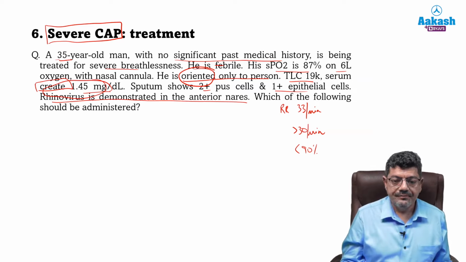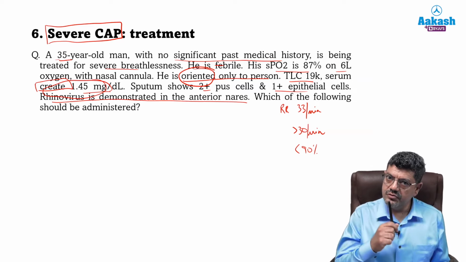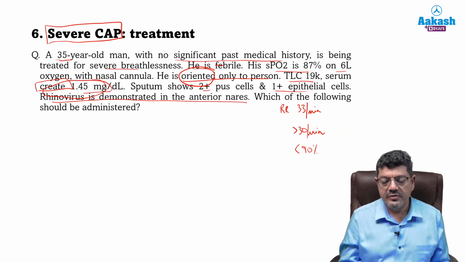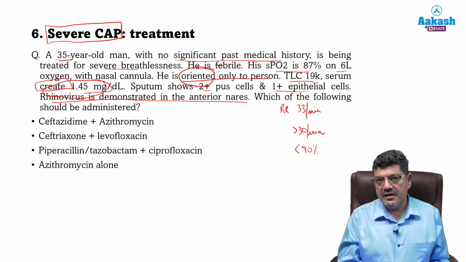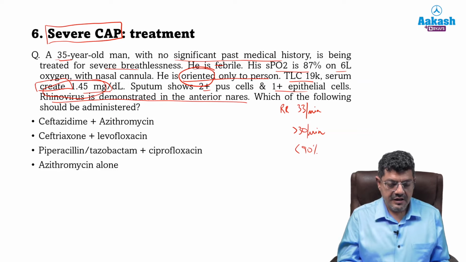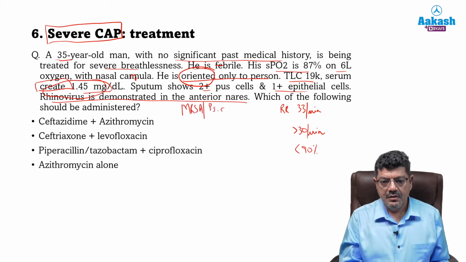So what should you give? Now here's where my confusion comes in, right? And I'm sorry I can't help you with the exact choices. Those were the choices. I remember them very well. I was foxed. So the option is for severe community acquired pneumonia without risk factors for MRSA or Pseudomonas aeruginosa. So that's why they told you no significant past medical history.